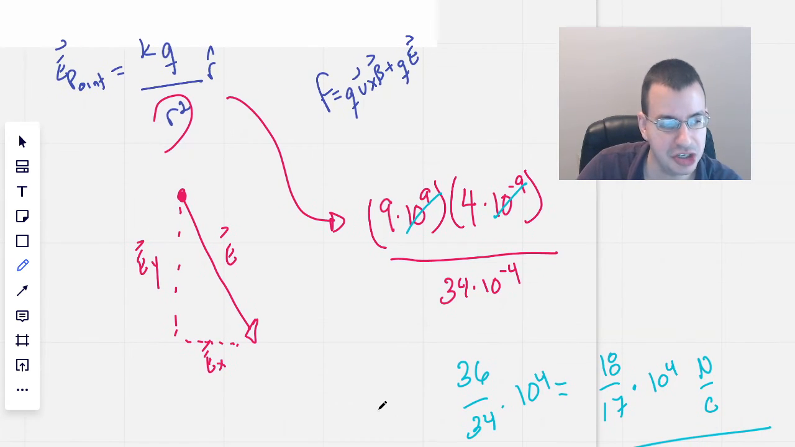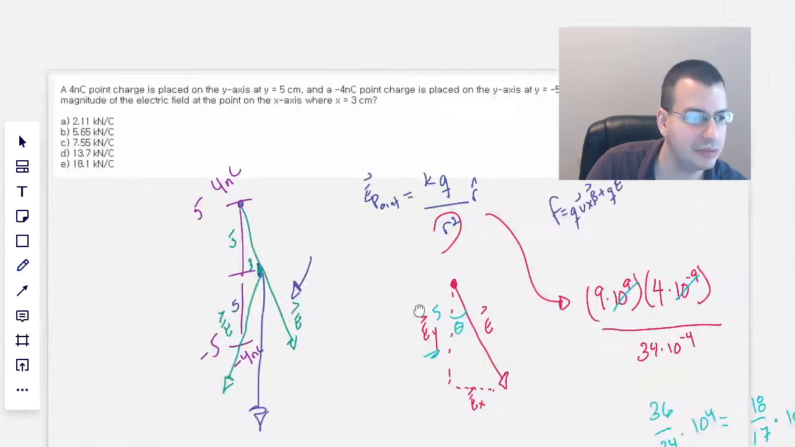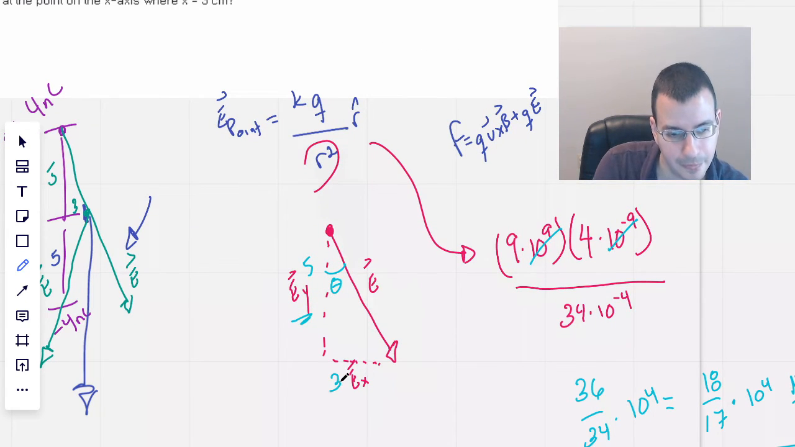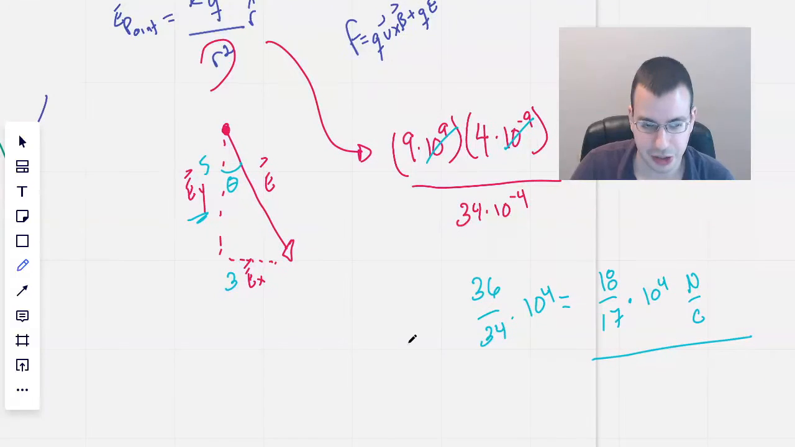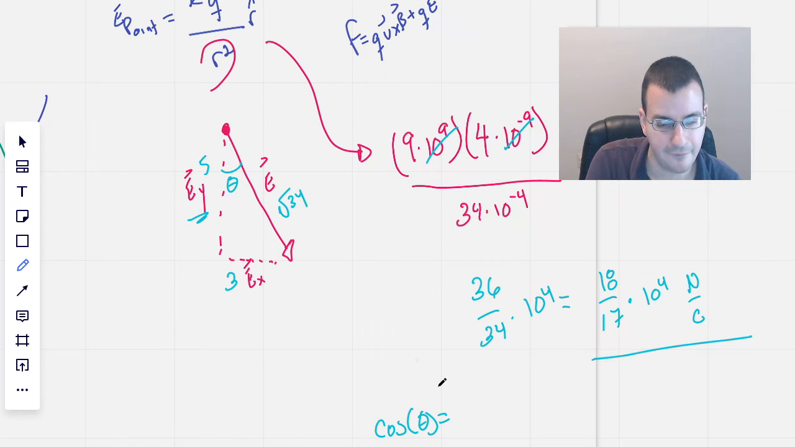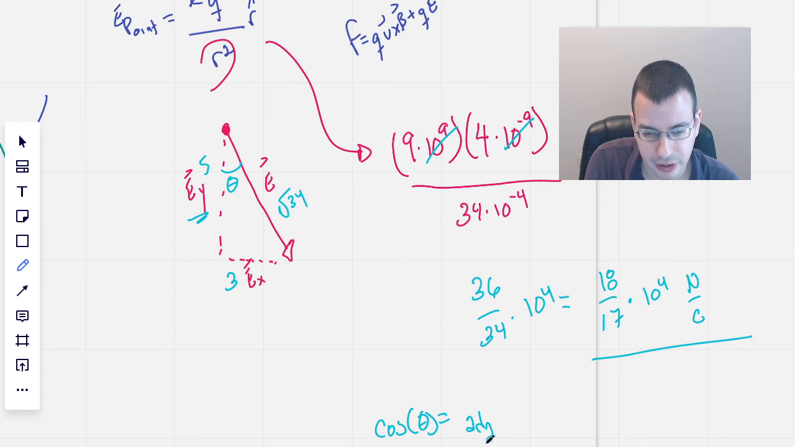So now we need to find just the y component of this. If this is theta, and this is 5, I'm pretty sure that's 5, yep, 5 and 3, then we can find the angle of that. So we want cosine of theta. Cosine of theta equals adjacent over hypotenuse. So adjacent will be 5, and the hypotenuse will be the square root of 34.